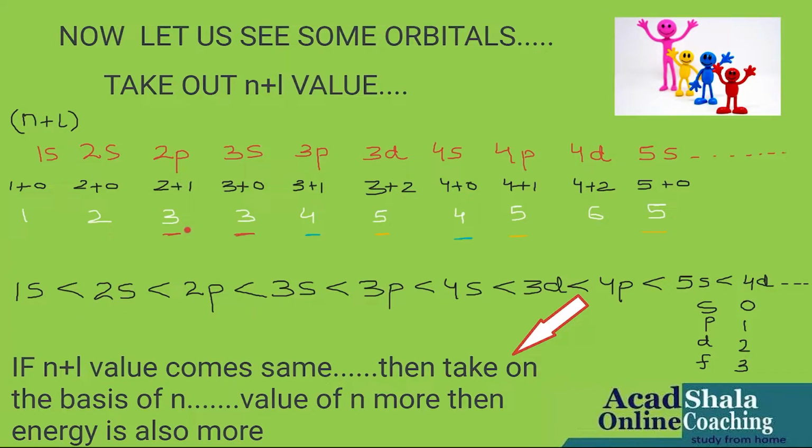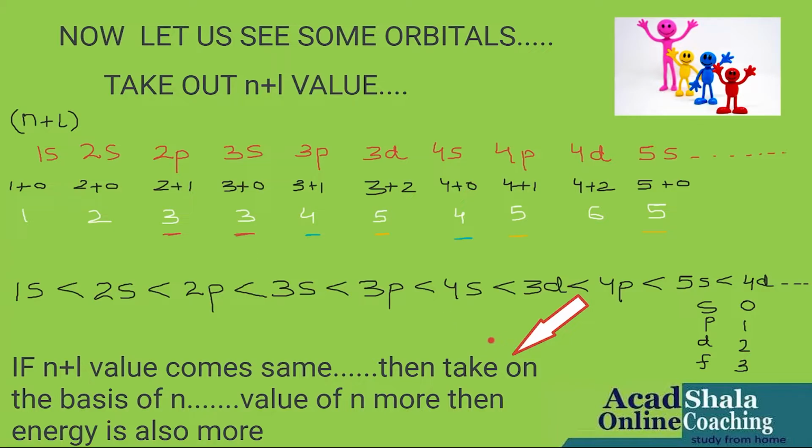Now I see, now the criteria changes. What is it? Now I'm seeing 2 and 3s over here. Now a biggest confusion, a biggest problem I'm facing. Now these orbitals are having n plus l value same. Now here the rule modifies. Here the rule modifies. What is it? Now what should I do?